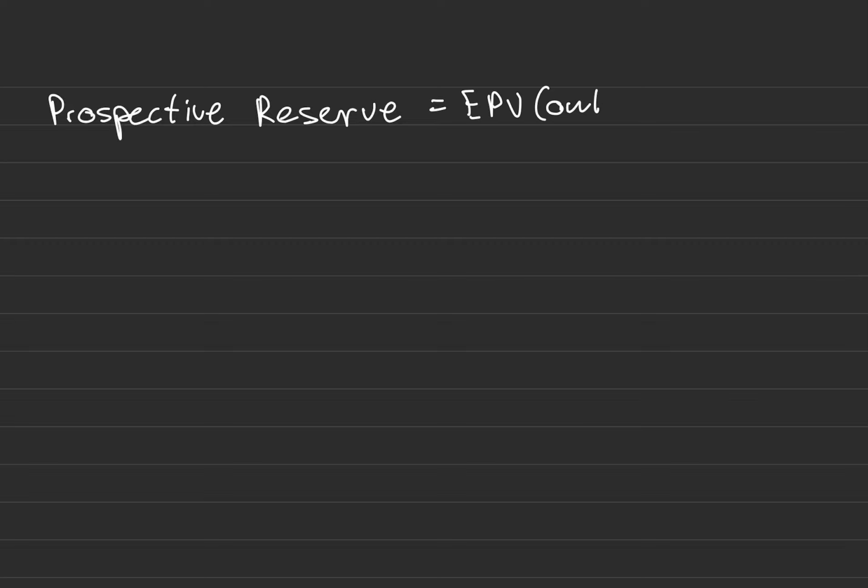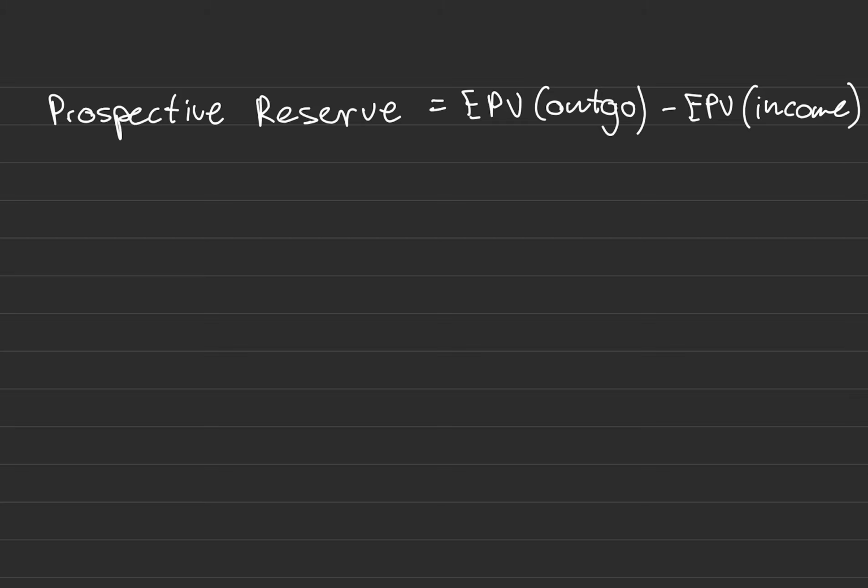Okay, now let's get on to the maths here. Let's deal with prospective reserves. So a prospective reserve will equal the expected present value of outgo minus the expected present value of income.